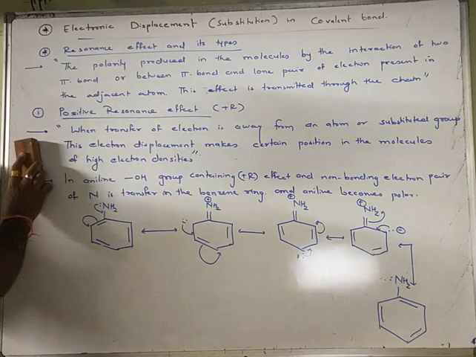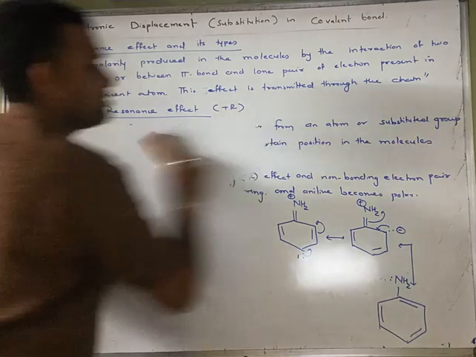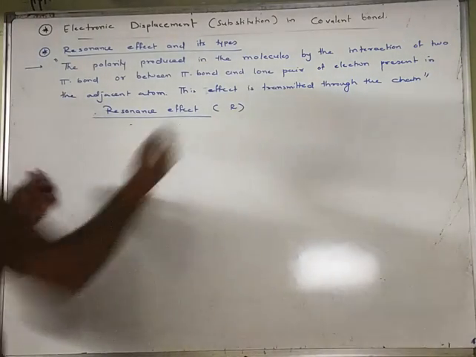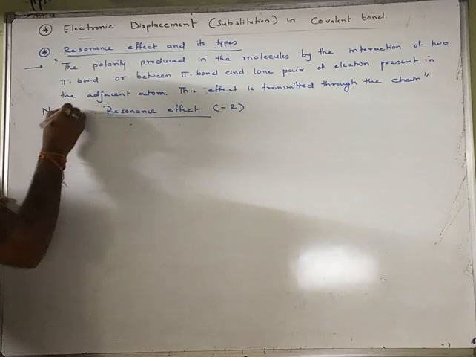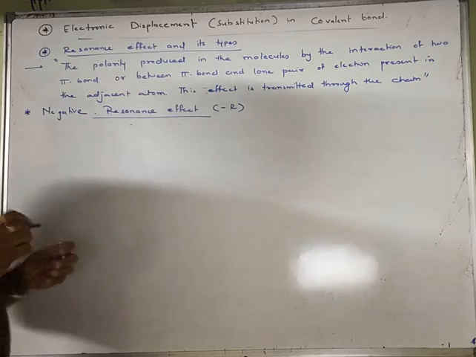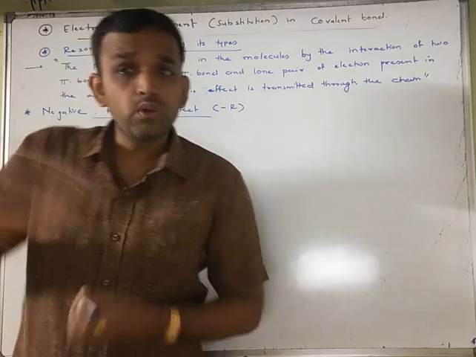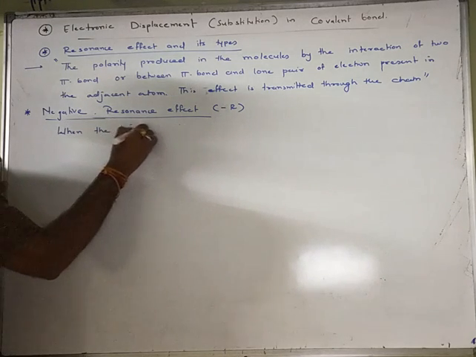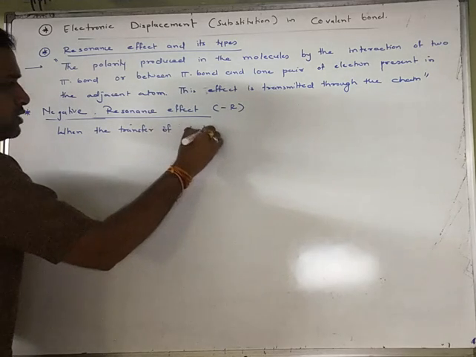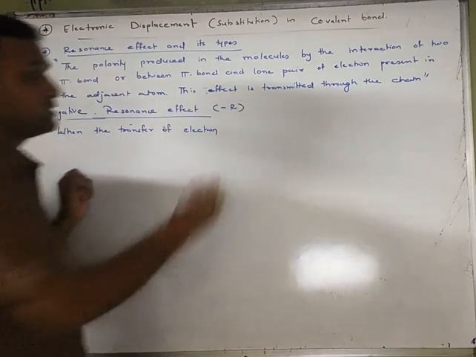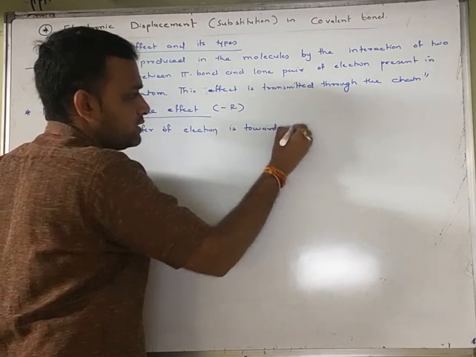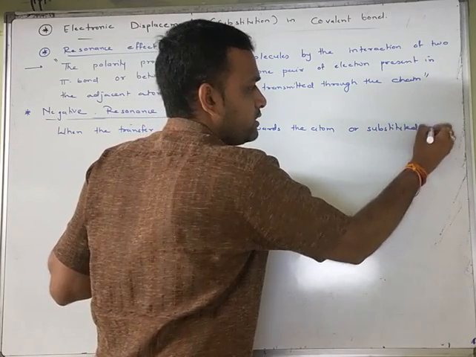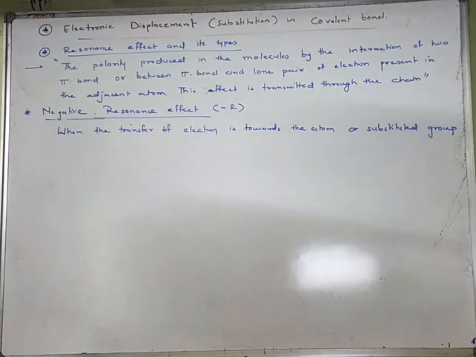Now let us see the negative resonance effect. Next one, that is the negative resonance effect. Positive was plus R, now negative, minus R. Here I can write down negative resonance effect. Now what is negative? When the transfer of electron is towards an atom or a substituted group. Understand?